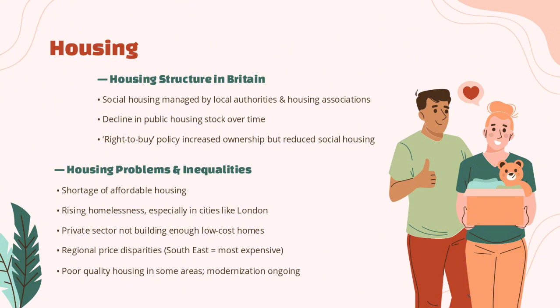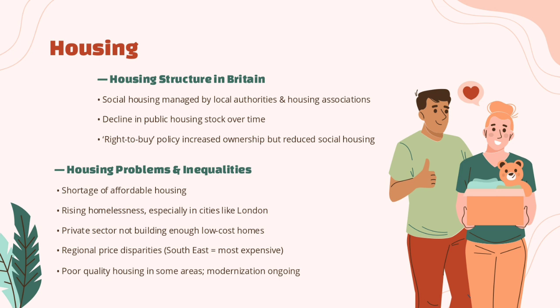Housing structure in Britain: about 68% owner-occupied, 11% private, and 21% social housing. The social housing is managed by the local authority and housing associations. There has been a decline in public housing stock over time. The Right to Buy policy increased ownership but reduced social housing.